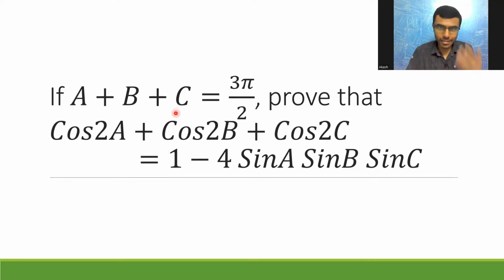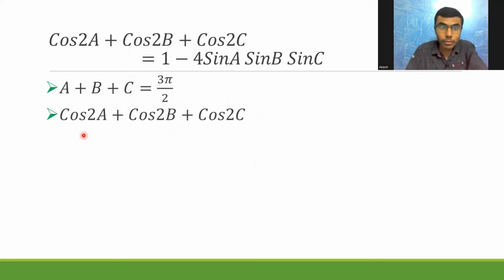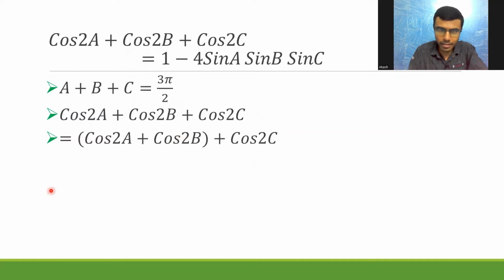Now let's see how to solve this given question. Here we are given that a plus b plus c is equal to 3 pi by 2 and we need to show this. For that I'm going to write the given condition a plus b plus c is equal to 3 pi by 2. I'm going to begin with my LHS. What I'm going to do is group the first two terms like this.